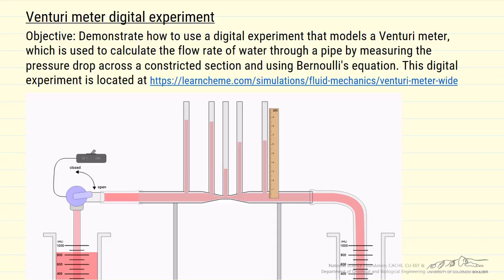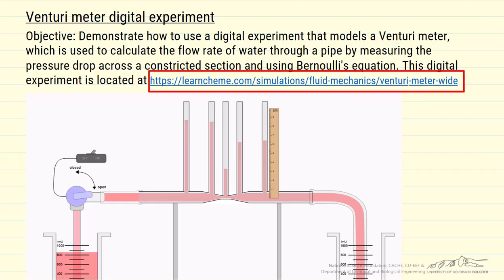I'm going to briefly demonstrate how to use a digital experiment that models a Venturi meter. And a Venturi meter is used to measure flow rates by creating a constriction in a pipe and then measuring the pressure changes. And then we use Bernoulli's equation to calculate the velocity. So here's the location of this digital experiment on the LearnChemE site.